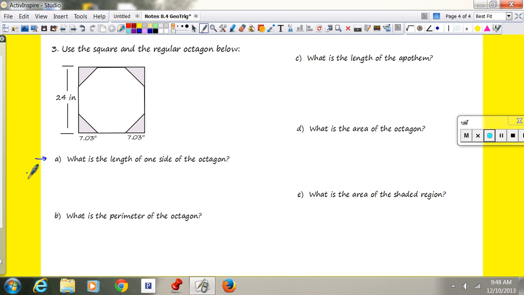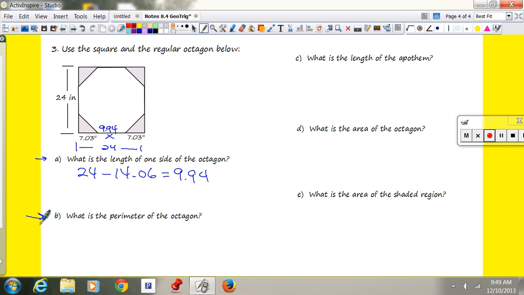Okay, so let's look at what we got down here. We got 24 at the bottom, and we want to know what this piece is right there. 24 minus 14.06, and you're actually going to get 9.94, I believe. 9.94 would be this piece right here. That is the side of my octagon.